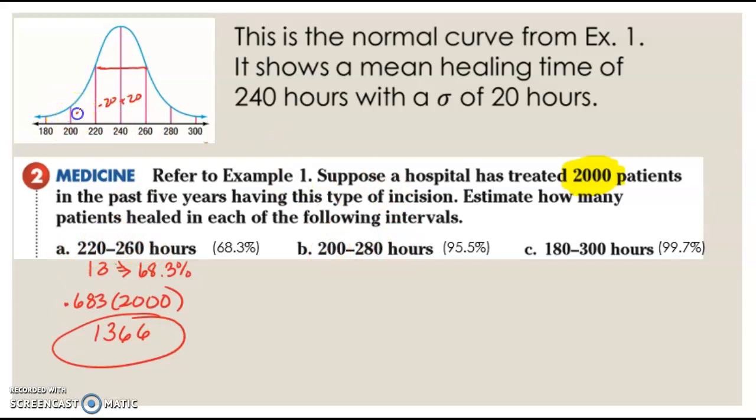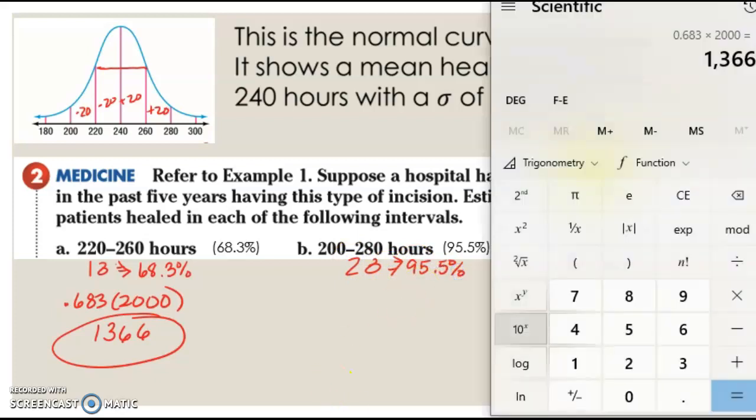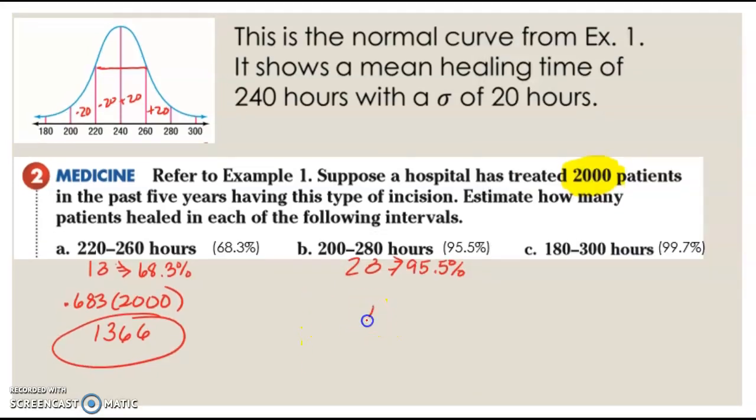When you drop it down one more standard deviation in either direction, that's 2 standard deviations, which gives you that 95.5%. You are going to multiply here 0.955 times 2,000. That's going to give you 1,910, so 1,910 patients out of the 2,000, so it's very close to 2,000, were healed up between 200 and 280 hours.